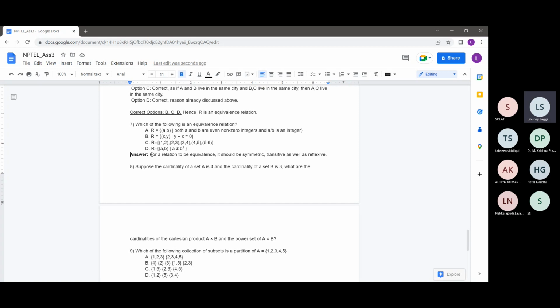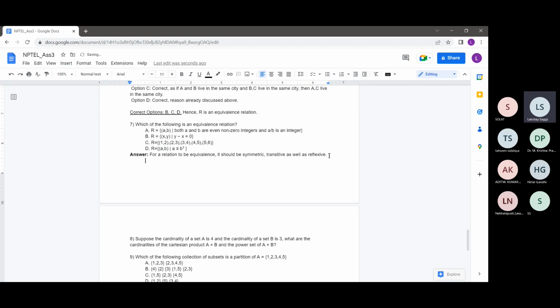So question seven is basically asking which of the following is an equivalence relation. We are given four options, and for a relation to be an equivalence relation, it should be symmetric, transitive, as well as reflexive. You guys have studied this in lectures. I'll just leave it since there's a bit of shortage of time. I'll leave these to you as an exercise. Try it yourself.